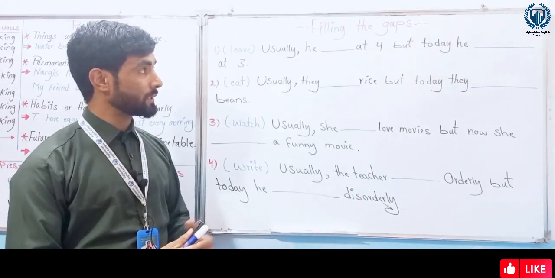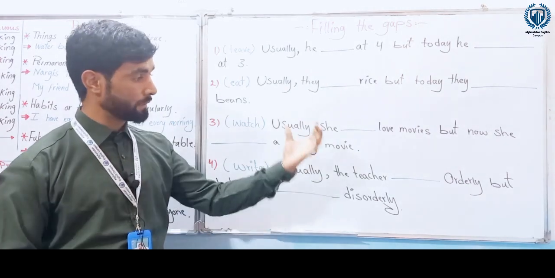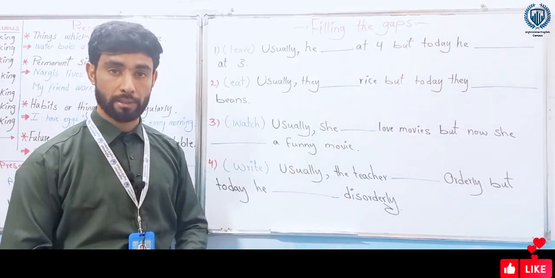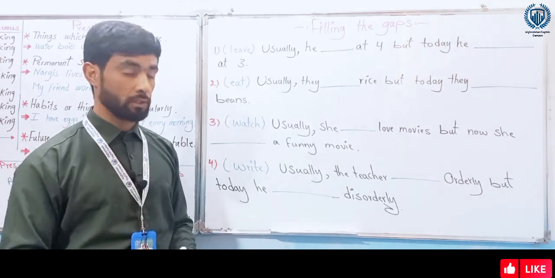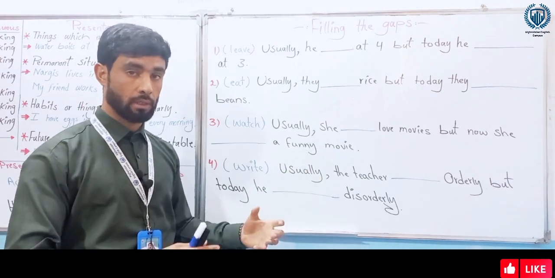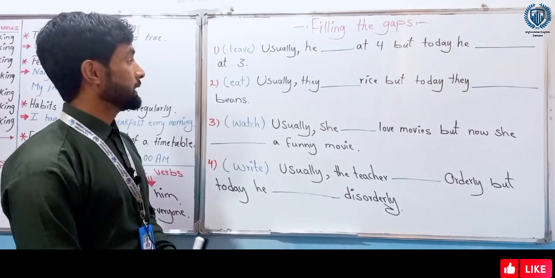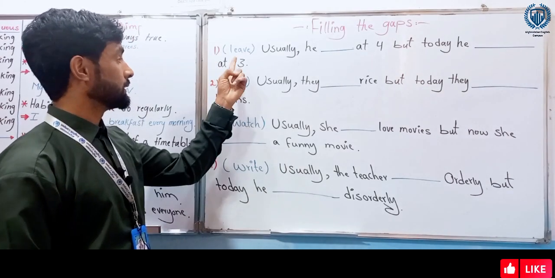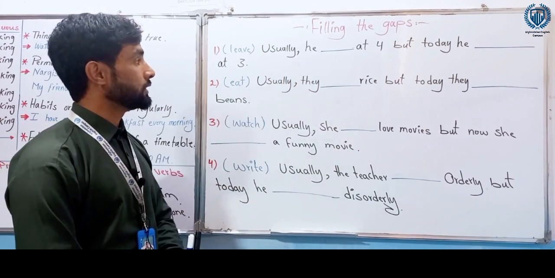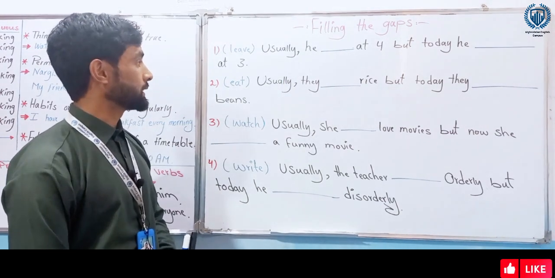Okay, now let's come to some quizzes about simple present and present continuous tense. I have made some gaps in these sentences according to simple present and present continuous tense. You can stop the video, you can fill these gaps, and then you can watch how I fill them. Okay, let's come to the first sentence. The verb is leave. We have to use the verb leave here. Usually he leave at 4 p.m. But today he leave at 3.